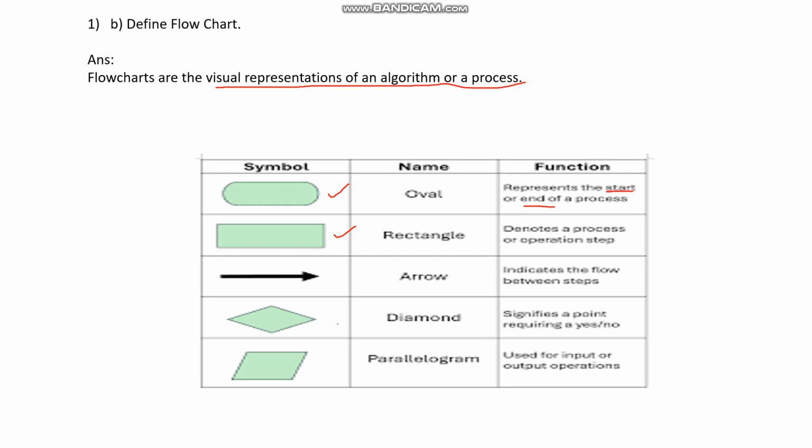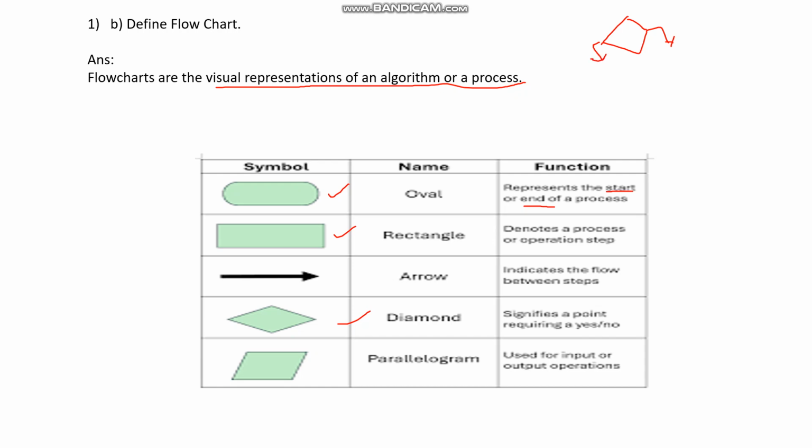Let's come to the diamond symbol. The diamond symbol represents the decision, means in which direction we have to go. If I write the diamond symbol like this, we have to decide which direction to go. If yes, it is true, we will go in one direction; if false, we will go in the other direction.